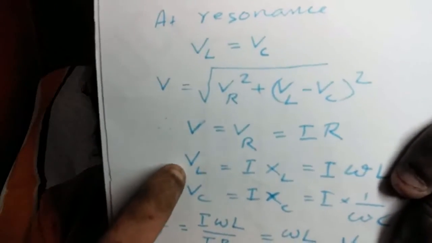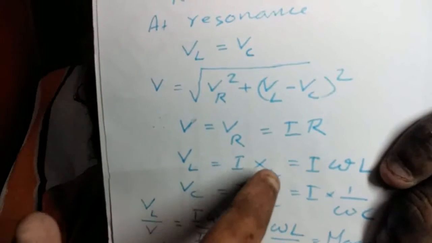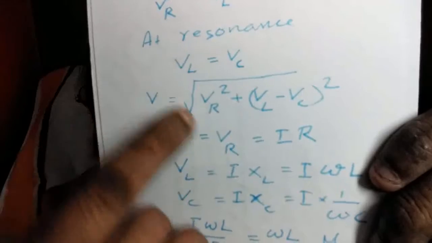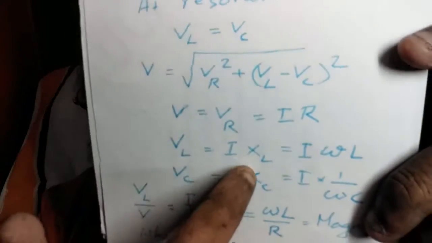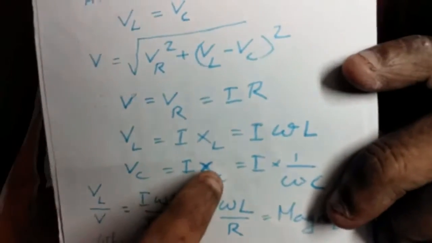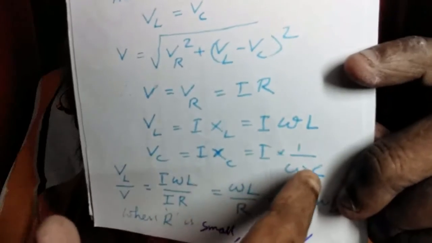Now, at the same time, the voltages appearing across L and C cancel each other when they combine. But individually, there is a definite voltage across the inductance coil or the capacitor. Now, the voltage across the inductance, VL, equals I into XL. I is maximum at resonance. This is the current at resonance. That is I into omega L. Similarly, VC equals I into XC equals I into 1 by omega C.